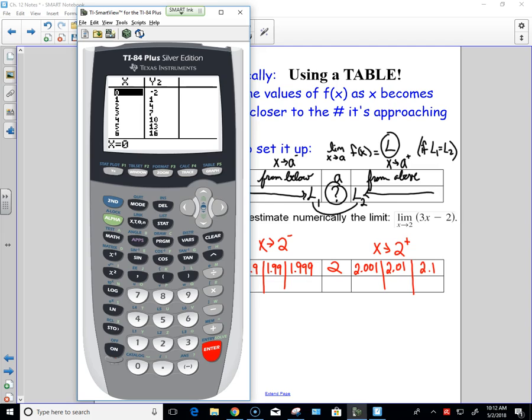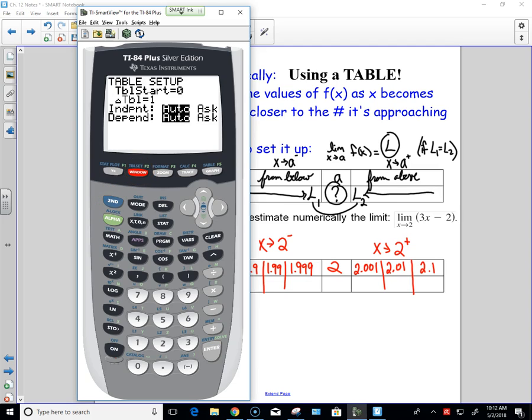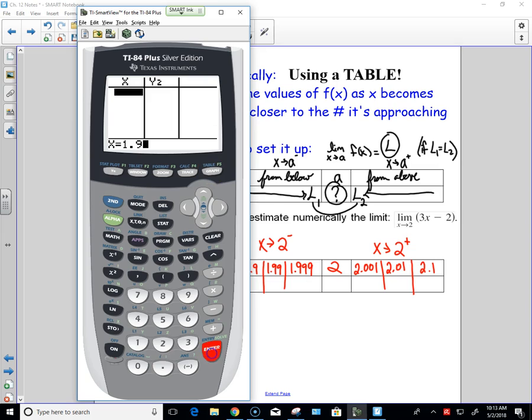So how do I change it, honors kids? Second window, good. Can't we change it to ask us instead of automatically generating values? And couldn't I put in whatever I want? And couldn't I say, sweet, 1.9, got it, 1.99, got it, 1.999, got it.